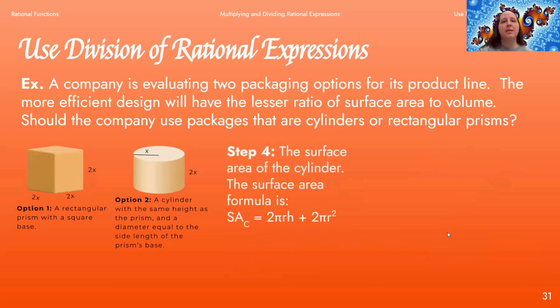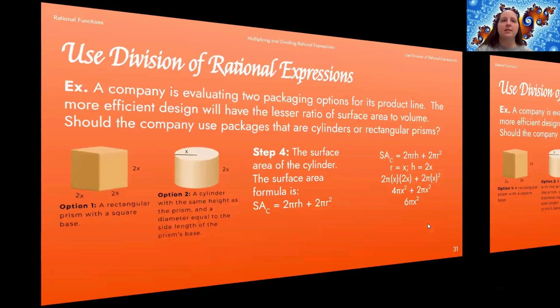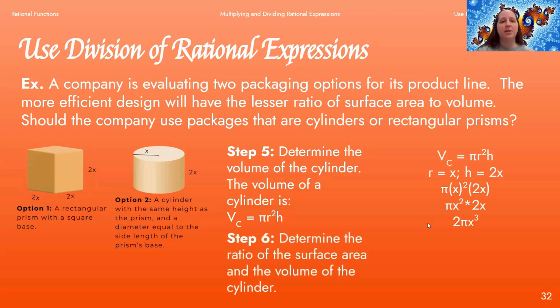I do the same thing for the cylinder. I find the surface area, which is 2 pi r h plus 2 pi r squared. I substitute the values in, and I get 6 pi x squared. I then find the volume, which is pi r squared h. Again, I substitute my values in, and I get 2 pi x cubed. Now I determine the ratio, surface area divided by volume, which gives me 3 divided by x.